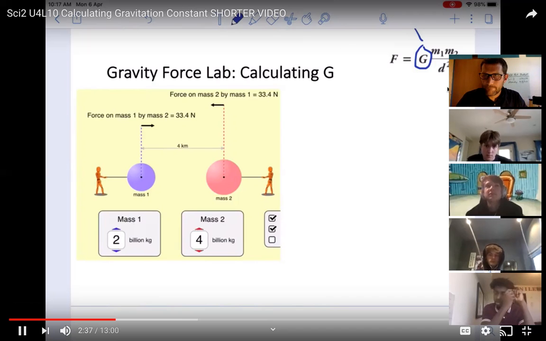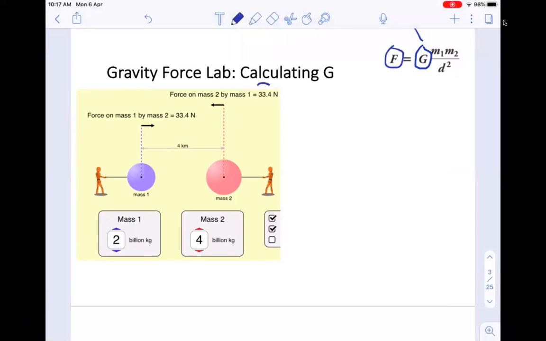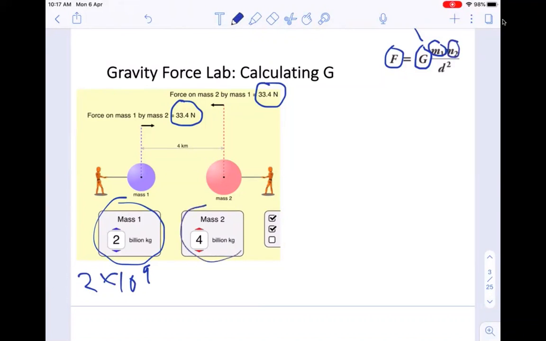Plug in the numbers. The force, F, is right here, 33.4 newtons. And again, I know force seems to be given twice, but notice that it's always the same number. The force is always equal, so that's what we'll use there in newtons. Mass 1, you can see right here, is 2 billion kilograms. I'm going to rewrite that as 2 times 10 to the 9th kilograms. That's billion right there. Mass 2 is right here. It's going to be 4 billion kilograms. That would be 4 times 10 to the 9th.